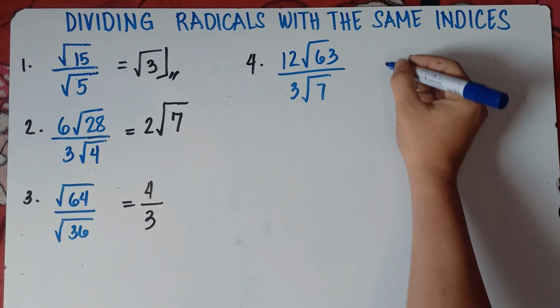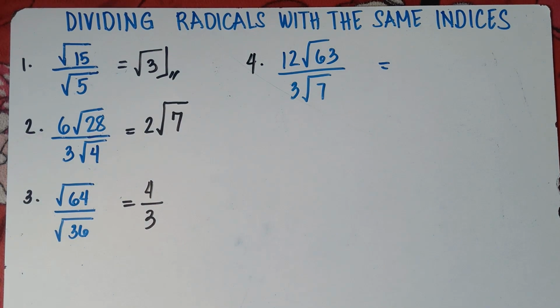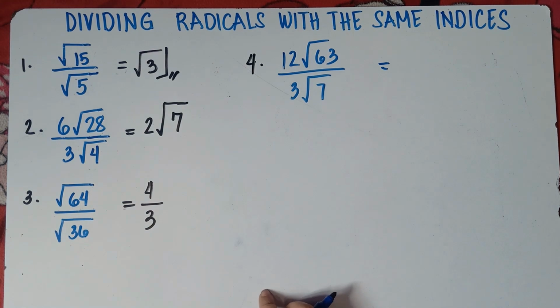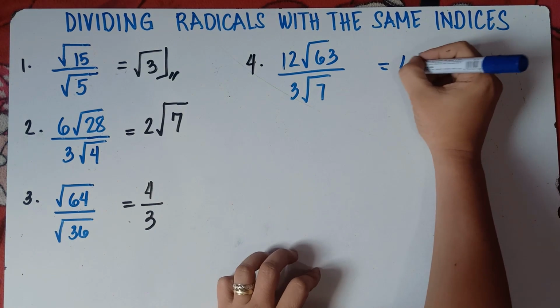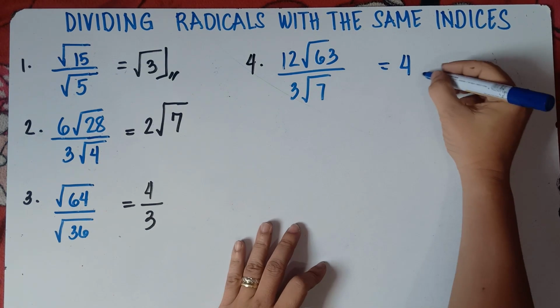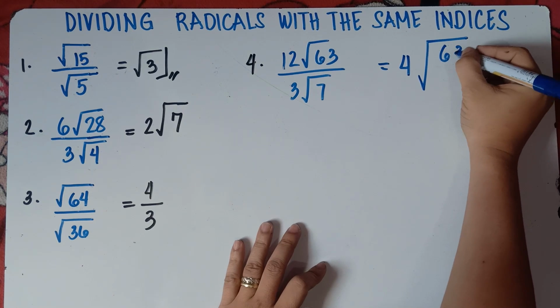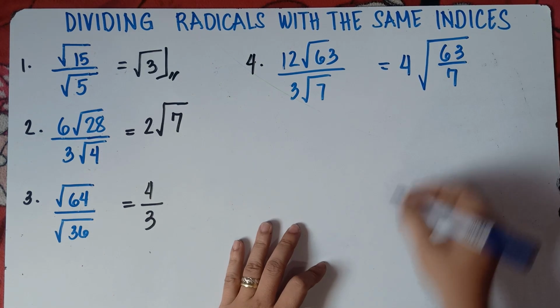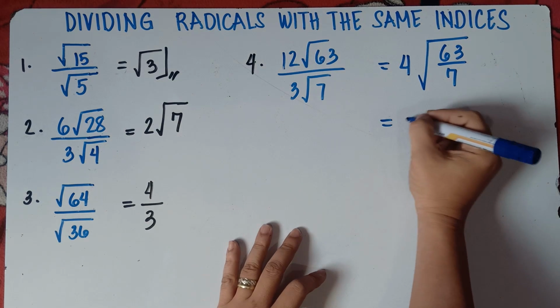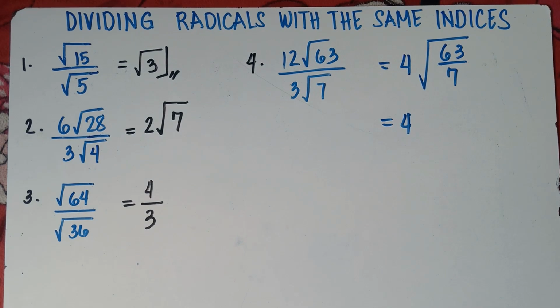Alright, so can we divide the numbers outside? Yep, we can divide the numbers outside. 12 divided by 3, that is 4. Then we can divide this one, square root of 63 over 7. So, copy 4, then 63 divided by 7, class.